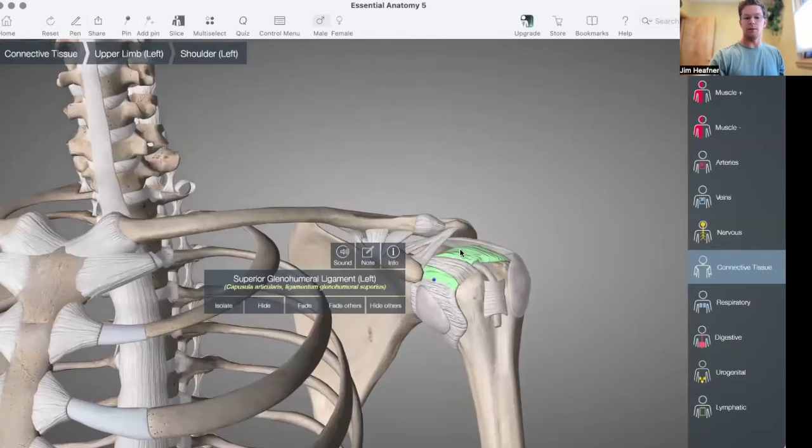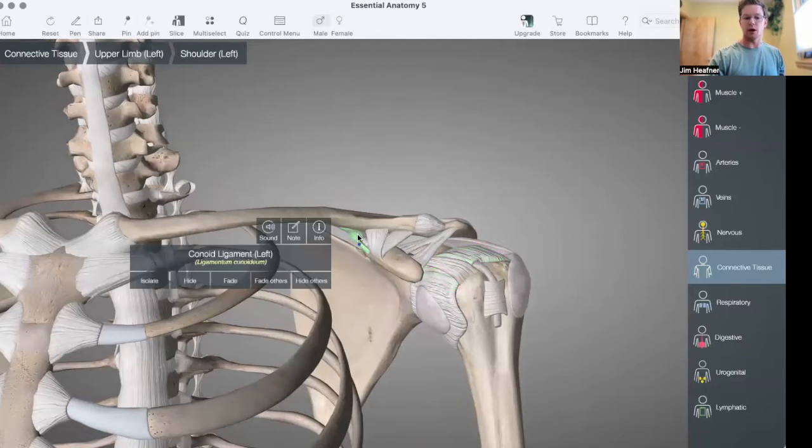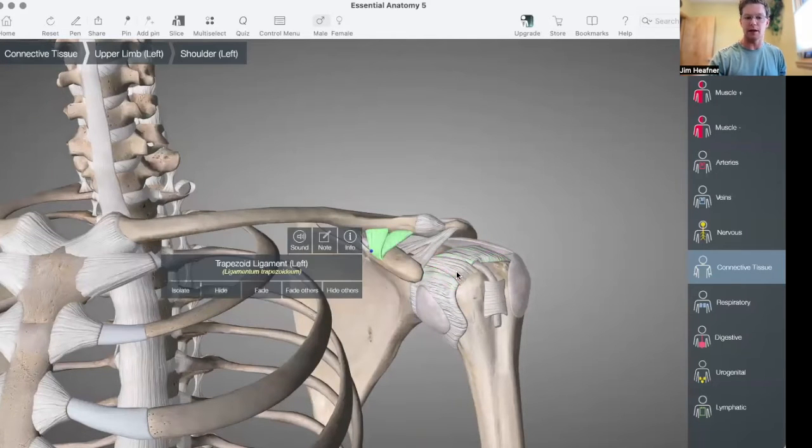So we've talked about the conoid and the trapezoid ligament. You can see the inferior, middle and superior glenohumeral ligaments. Those provide passive stability, meaning they don't really guide or control. They guide stability of the motion, but they don't have any function to dictate the motion. Now, if I am in a slouched posture, what that does is it closes off the space between my clavicle and my pec musculature.